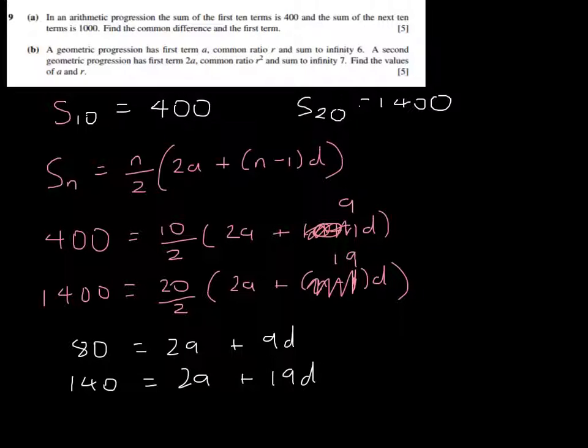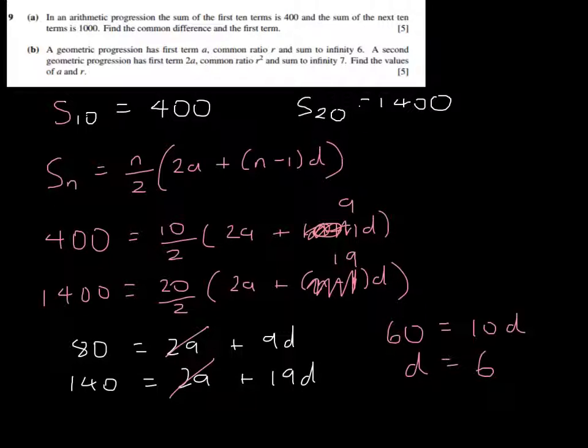At this stage, hopefully what you can see is that I have 2a in both expressions. So 2a plus 9d equals 80, 2a plus 19d equals 140. So what I can do is eliminate those two a's from each other, and then what I end up with is that 60 equals 10d, so d equals 6. I think maybe I just did that a little bit too quickly for you.